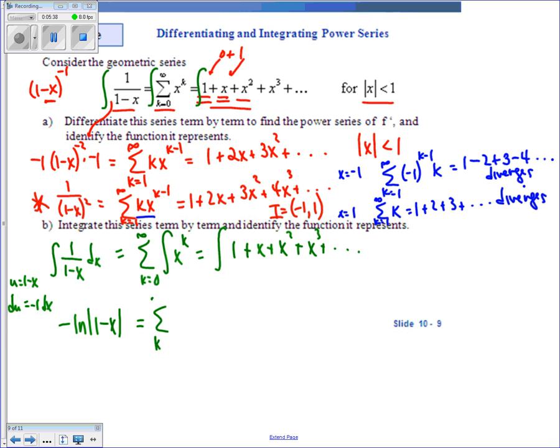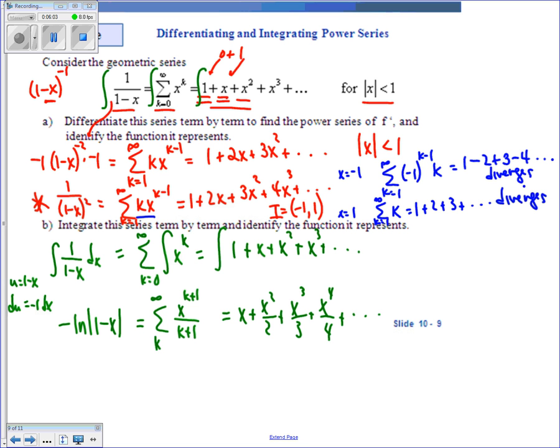I might have to adjust my counter here. The summation, the integral of x to the k will be x to the k plus 1 over k plus 1. Okay, now let's see, what should it start with? If I integrate this other form, I'm going to have x plus x squared over 2 plus x cubed over 3 plus x to the 4th over 4. So that one's easy to determine.